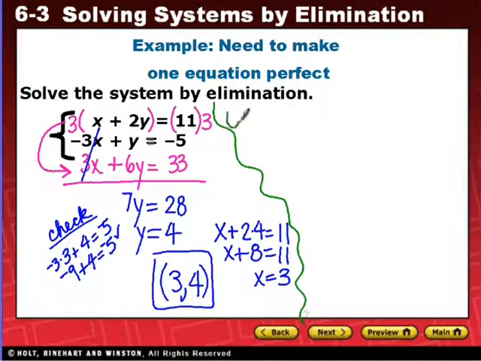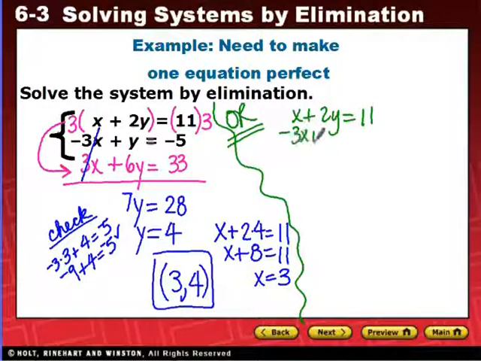This is a big or. You would never do both. You would do one or the other. My two equations were x plus 2y equals 11 and -3x plus y equals -5.